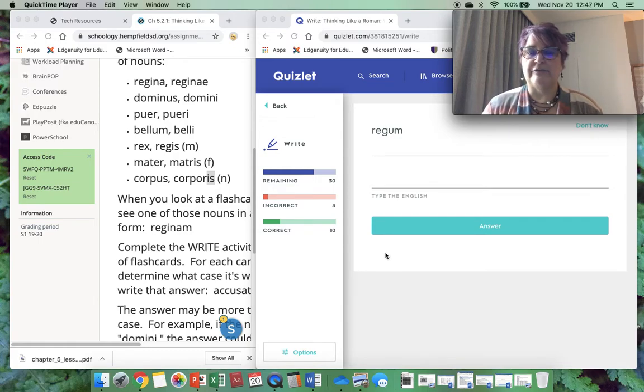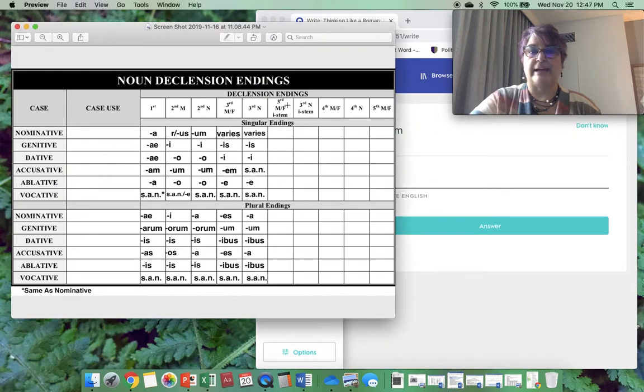What I want to focus on first is the Chapter 5, Lesson 2 practice assignment with these Quizlet flashcards, where you had to look at a noun and determine what cases that noun was written in. This is all about understanding how to use your noun chart. So let me get the noun chart in front of us, which is right here.